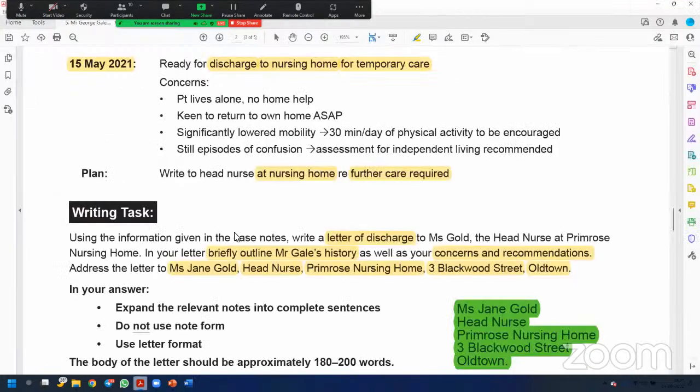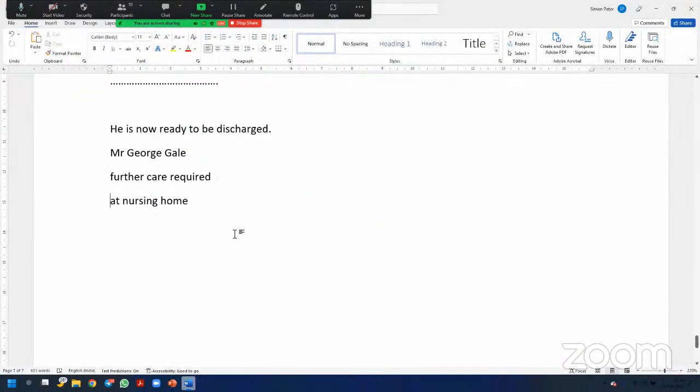Discharge to which one? Primrose Nursing Home. Discharge to the nursing home for ongoing care and appropriate management. Okay, management. Follow treatment. So this is the way you have to write.